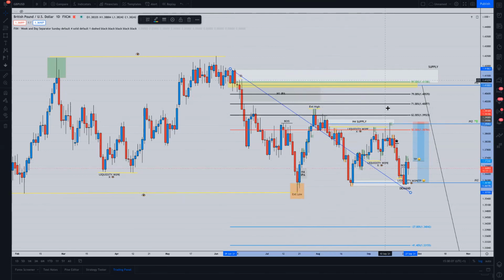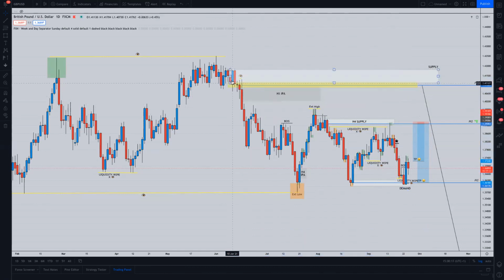So we understand that we still got some price that we could potentially fulfill at these premium zones. We've got 71, 79, 89% left. We've got the IPA at H1, and we've got the supply right here. Okay, 41,020. Again, what did I say about 20s, 50s, 80s in the market? So we know ultimately we want to get there.